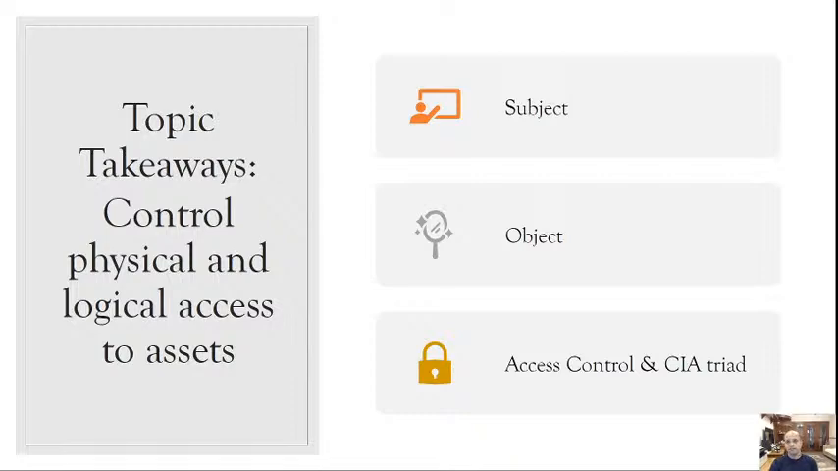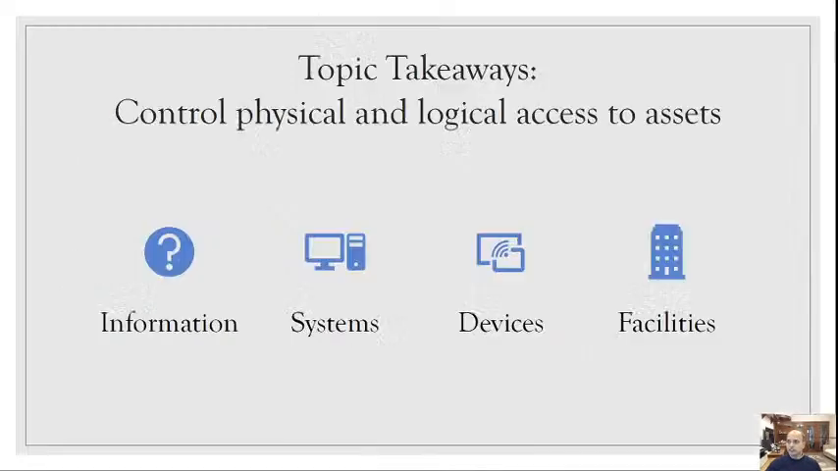And availability means access to the information as and when required by the authorized user. So that is availability. With this, the next topic takeaway is number 4. That is, we need to understand the concept of information, systems, devices, and facilities. Because ultimately, we are going to provide access to these four things only, right? So our subject and object will be within these only.